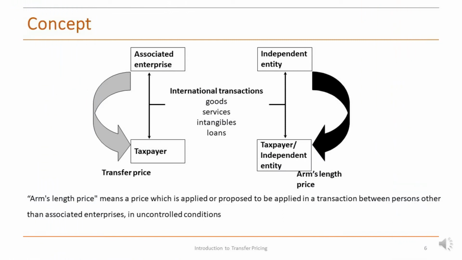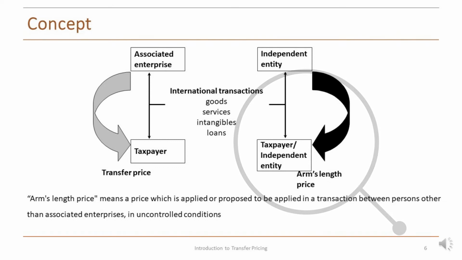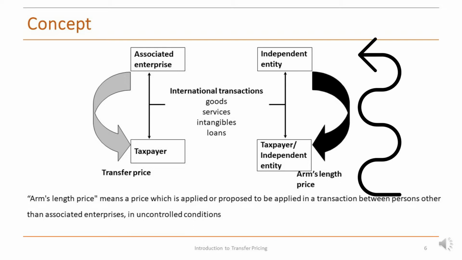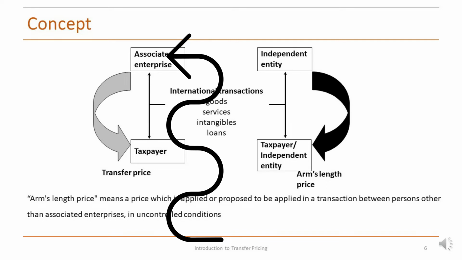The concept that is a bedrock of transfer pricing provision is called the arm's length price. Arm's length price is a price which is applied or proposed to be applied in a transaction between persons other than associated enterprise in an uncontrolled condition. In simple terms, arm's length price would mean any price that would have been applied between unrelated parties in an uncontrolled condition. Transfer price or transfer pricing is understood as a price entered into by taxpayer with its related party.